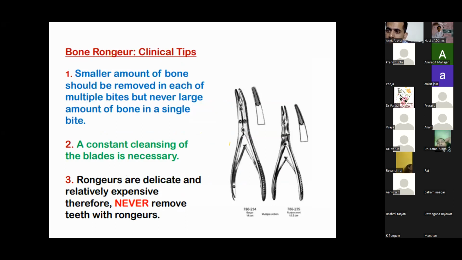Or you can use the bone rongeur. Basically it happens in the upper third molar impactions where the tuberosity bone is there. You can use it with multiple bites. That is what is known as rongeur forceps. Rongeur is basically taken from the rat analogy. It takes a smaller bite. Never ever take a bigger bite.